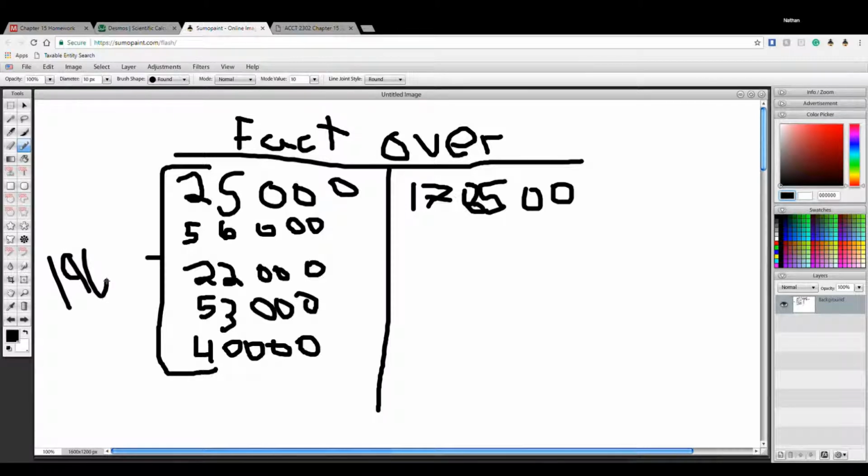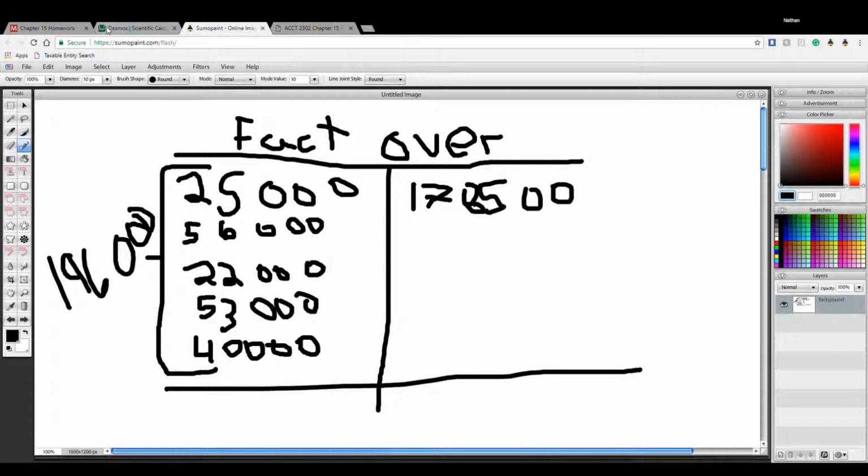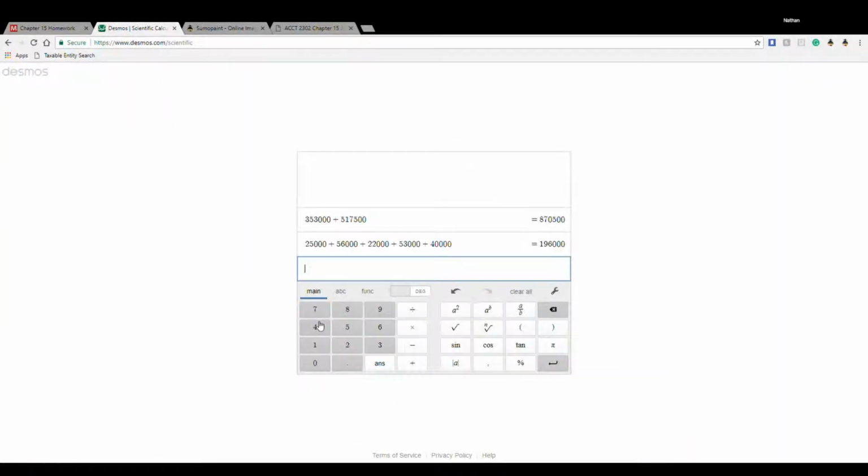196, and then you can easily see which side's greater. So this side's greater. That means we under-applied our applied overhead. So next job is just subtract the two. 196,000 minus 178,500 equals out to 17,500.